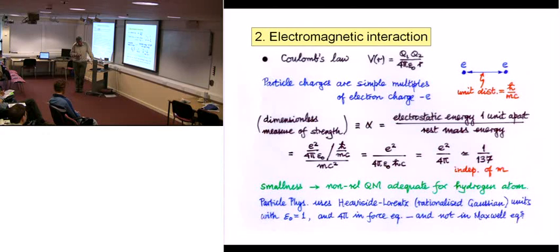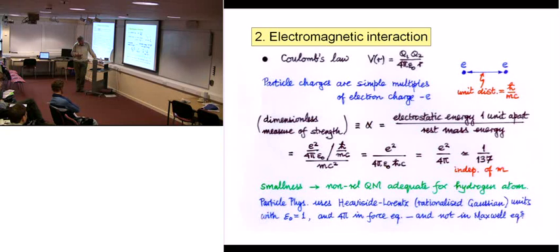And a unit distance, remember, is h bar over mc. We're just doing the same as we did before. And we're wanting to get a dimensionless measure, like we had for gravity, where we had 10 to the minus 40. What do we get for the electromagnetic interaction? The dimensionless measure is an electrostatic energy 1 unit apart from these two charges over the rest mass energy. In this case, the dimensionless measure is called alpha, the fine structure constant.